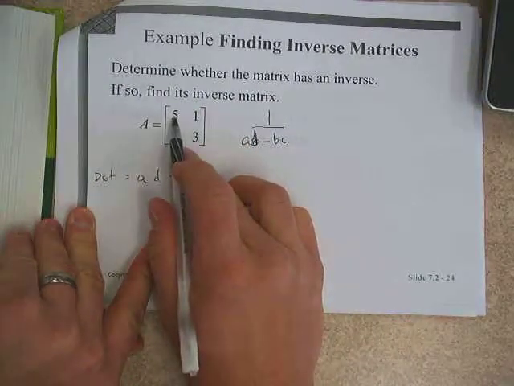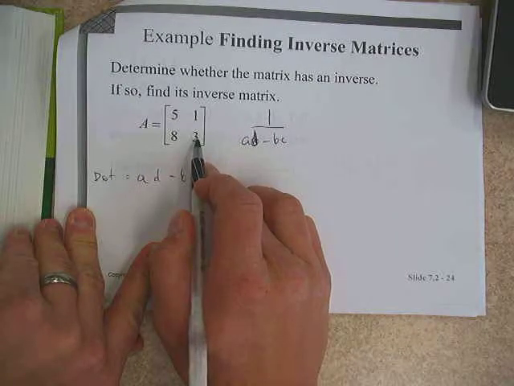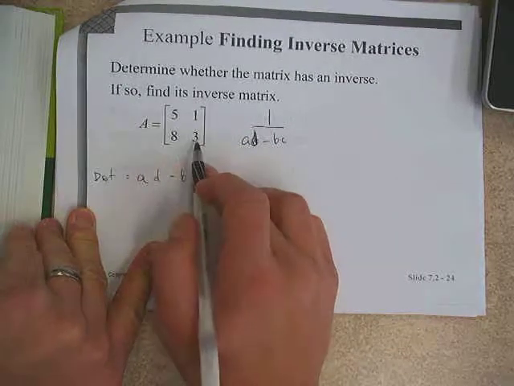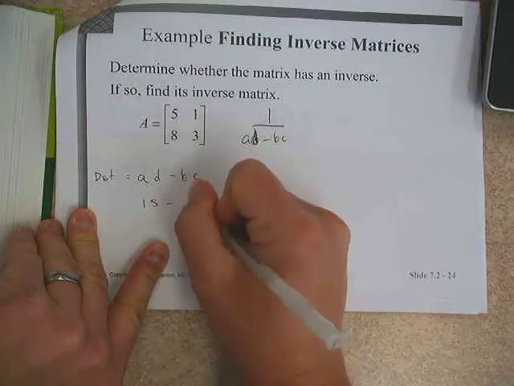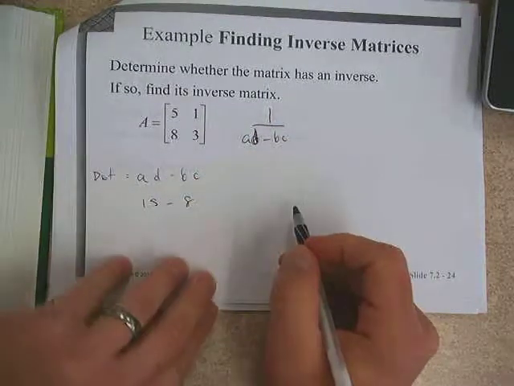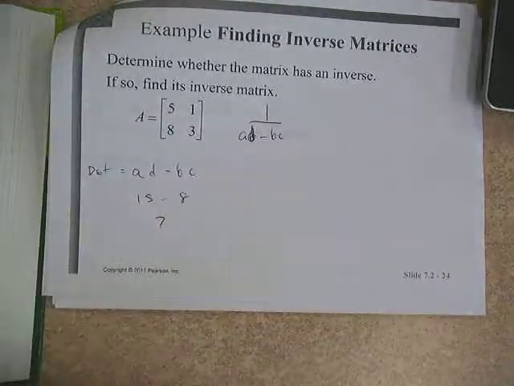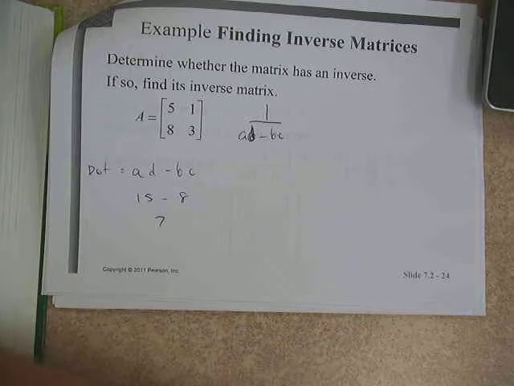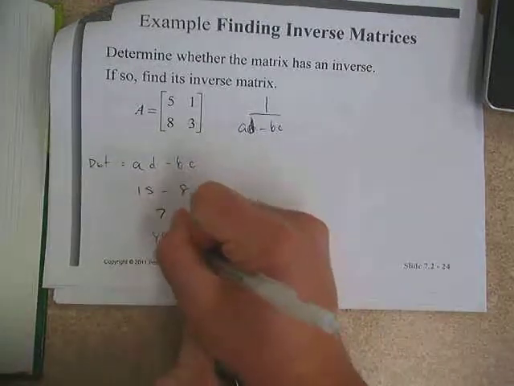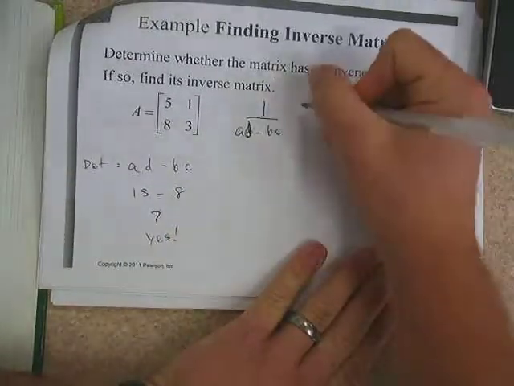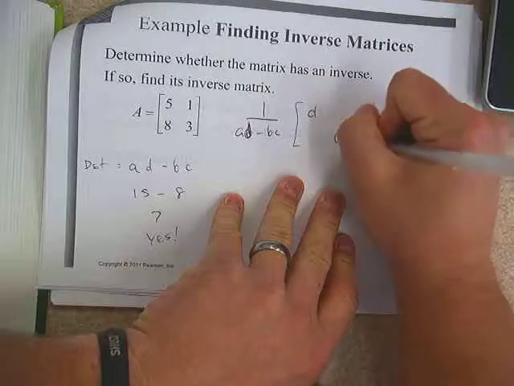So AD minus BC for us, which is going to be our determinant. Okay. So this is A, B, C, and D in the general notation. So it would be 15 minus, and then BC is 1 times 8, and so therefore our determinant would be 7. So in the first question, determine whether it has an inverse, we could say yes, because the determinant does not equal 0. So we would say yes, it does have an inverse.